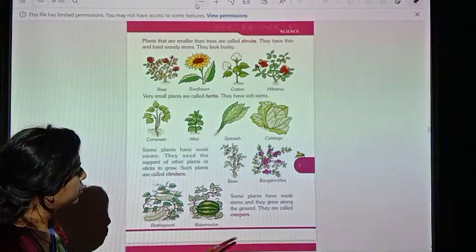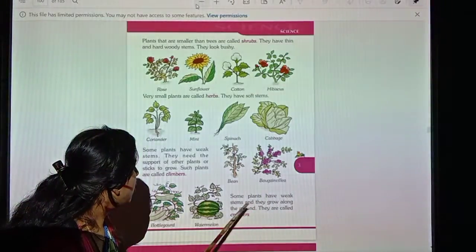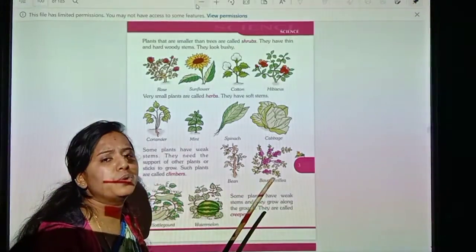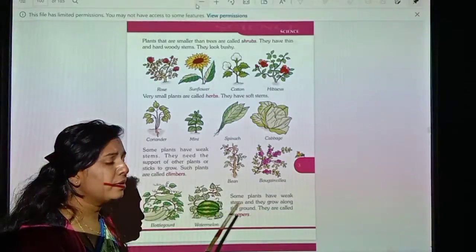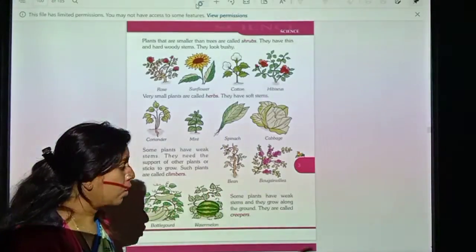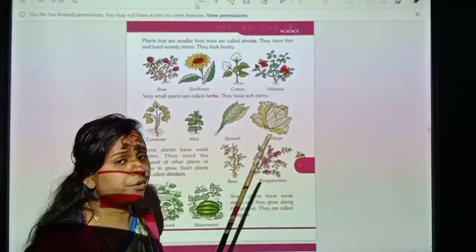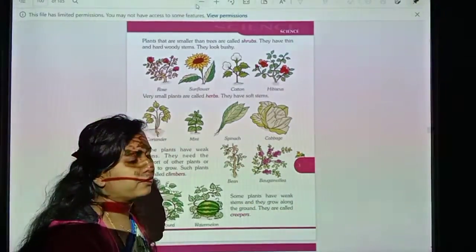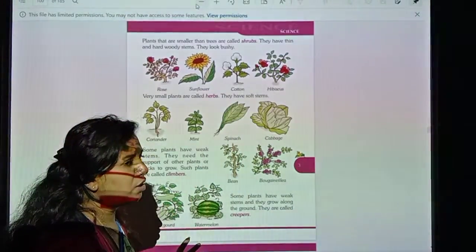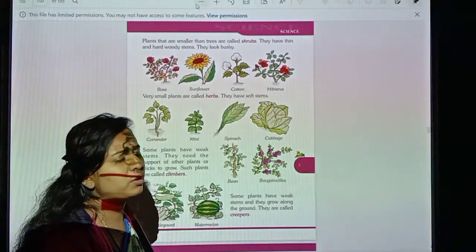Okay. Next I will move to creepers. Some plants have weak stem and they grow along the ground. They are called creepers. In creepers also the stem is very thin, but these creepers won't climb. They won't take any support to grow because the vegetables and fruits are heavy. Creepers like pumpkin, watermelon, will grow on the land itself. They won't take the support of a stick or poles, because even if they take it, the fruits are heavy, so it will fall down.